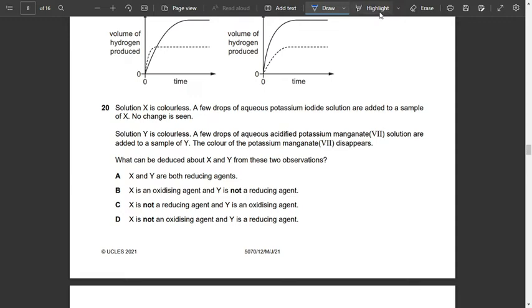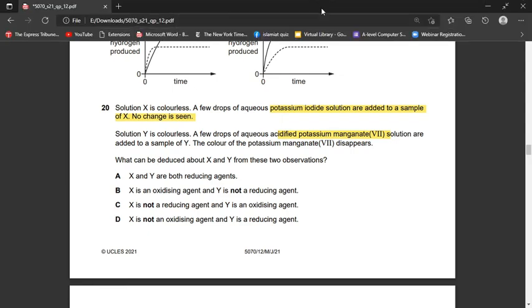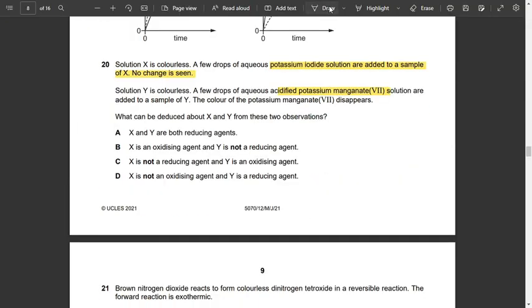Let's highlight again. Solution X is colorless. A few drops of aqueous potassium iodide are added to a sample and no change is seen. Since no change is seen, of course it's not an oxidizing agent. So this cannot be the right answer. And if we look over here, solution Y is colorless, a few drops of aqueous acidified potassium manganate are added, and of course there's a reaction seen over here. So Y is definitely a reducing agent, and X is not an oxidizing agent. So for 20, it's going to be D.